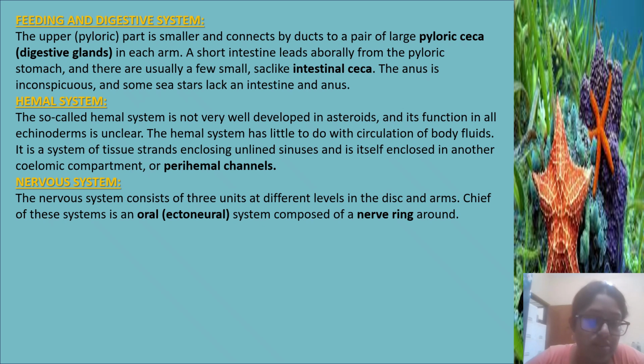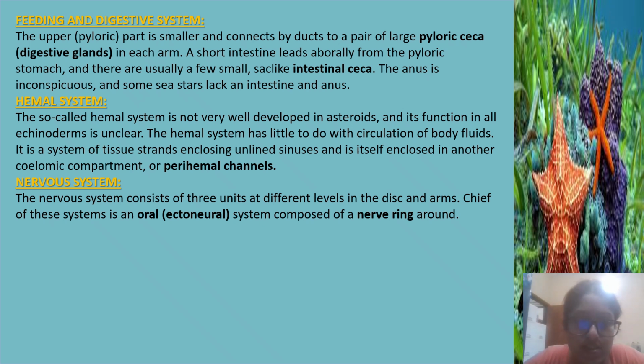Next, hemal system. The so-called hemal system is not very well developed in asteroids, and its function in all echinoderms is unclear. The hemal system has little to do with circulation of body fluids. It is a system of tissue and strands enclosing unlined sinuses and is itself enclosed in other coelomic compartments or peripheral channels. Next, nervous system.